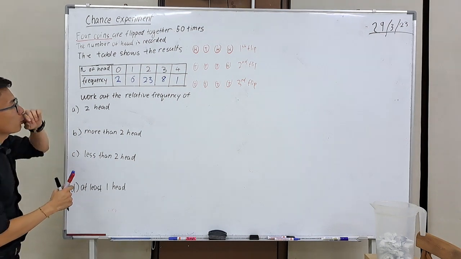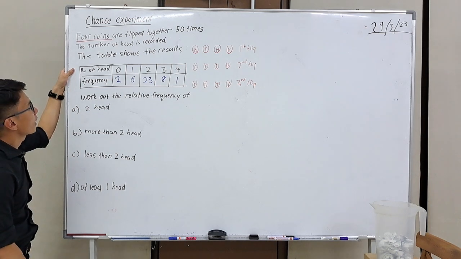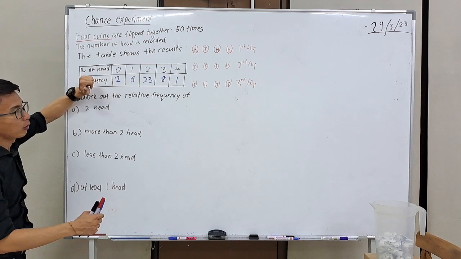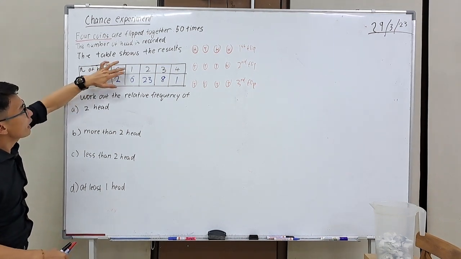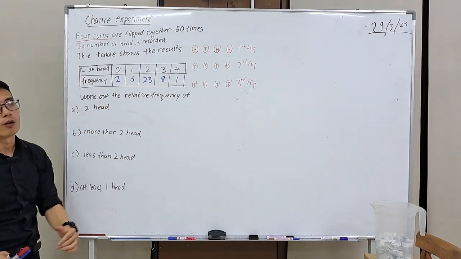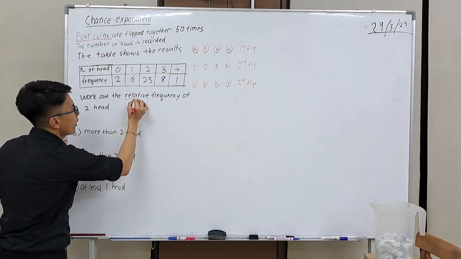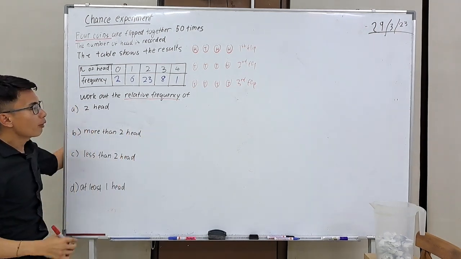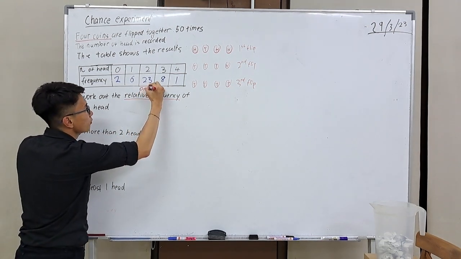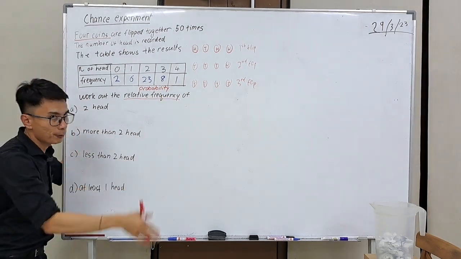So how do you read this table over here? Out of 50 times, the number of times I get no head at all is 2 times. Out of 50 times I flip the coins, the number of times I only get one head is 6 times, and so on and so forth. Over here, I have a question to work out the relative frequency. Relative frequency is the same thing as probability. It is just the probability of your experiment.